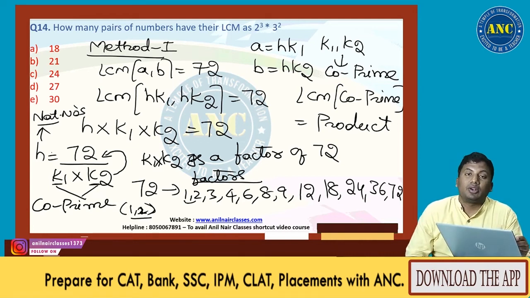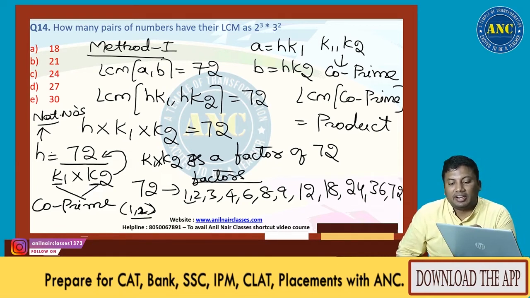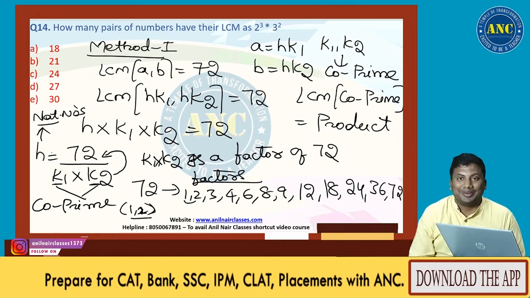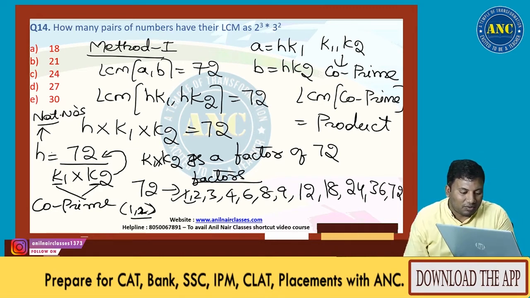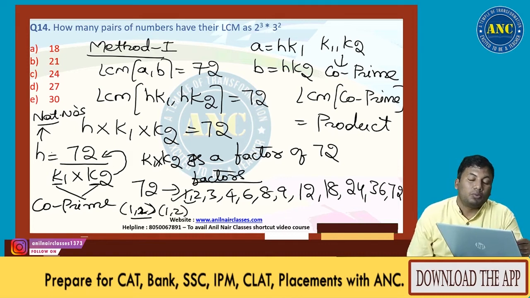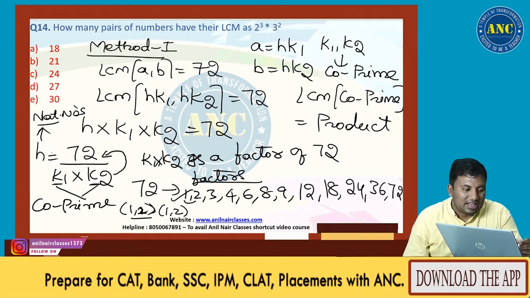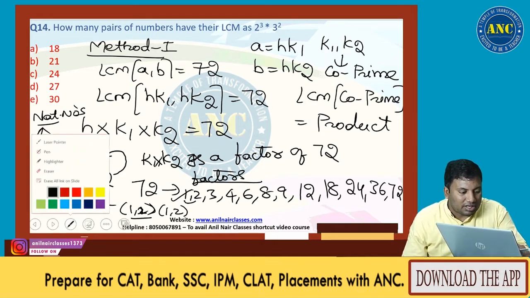What is 72 by 1 into 1? 72. H is 72. Substitute 72 comma 72, LCM of 72 comma 72 is 72. I hope it is clear. Next if I take 1 comma 2, 72 by 1 into 2 is 36. HCF is 36.